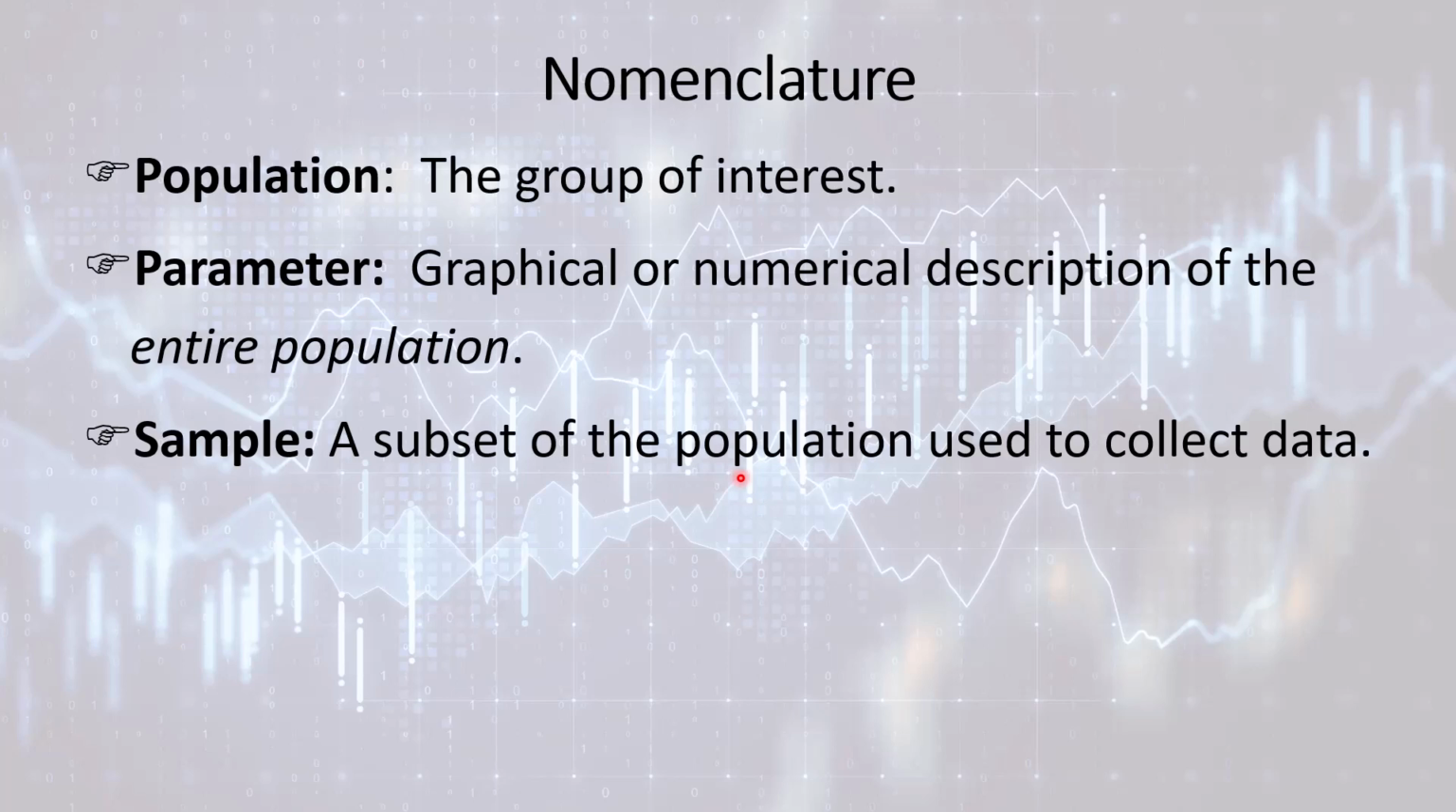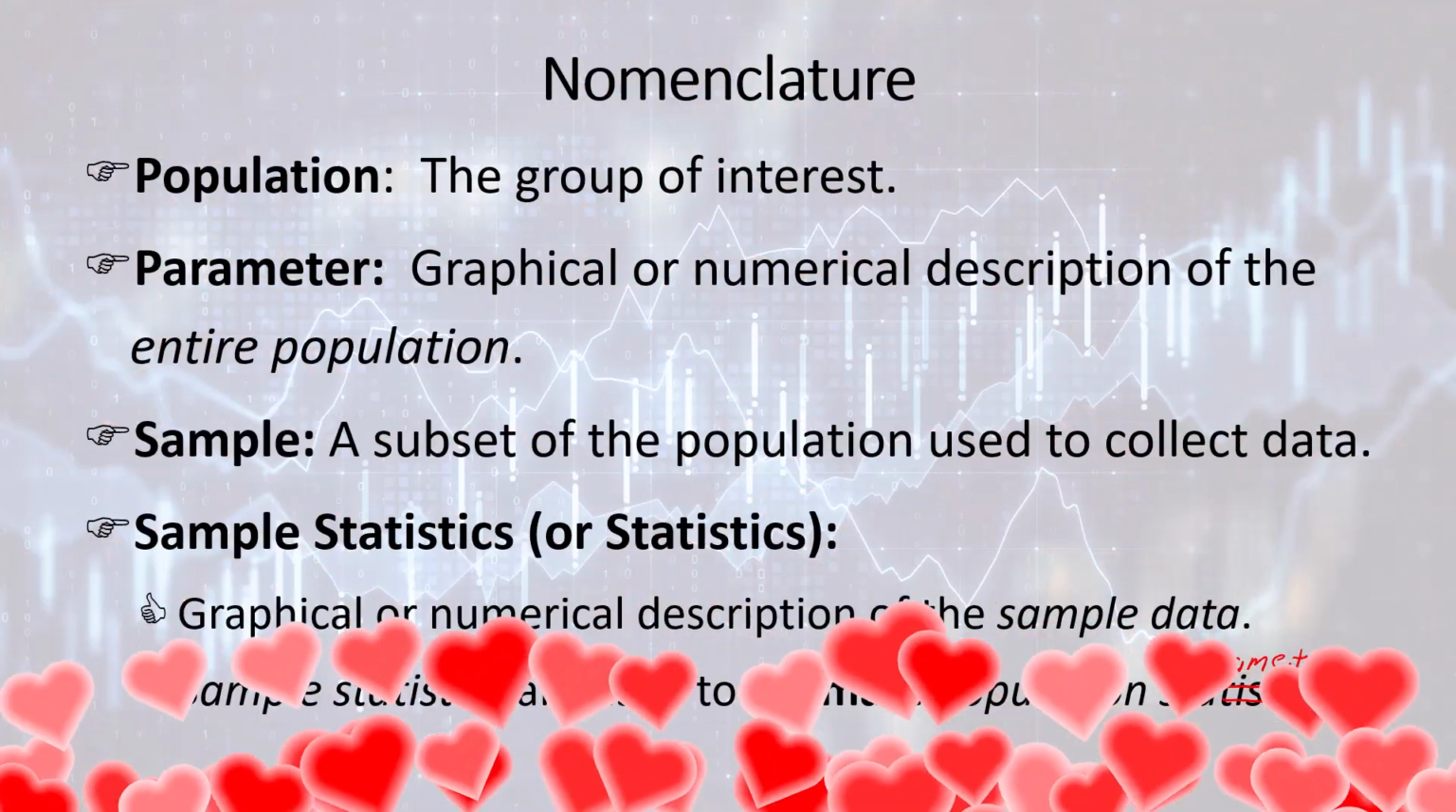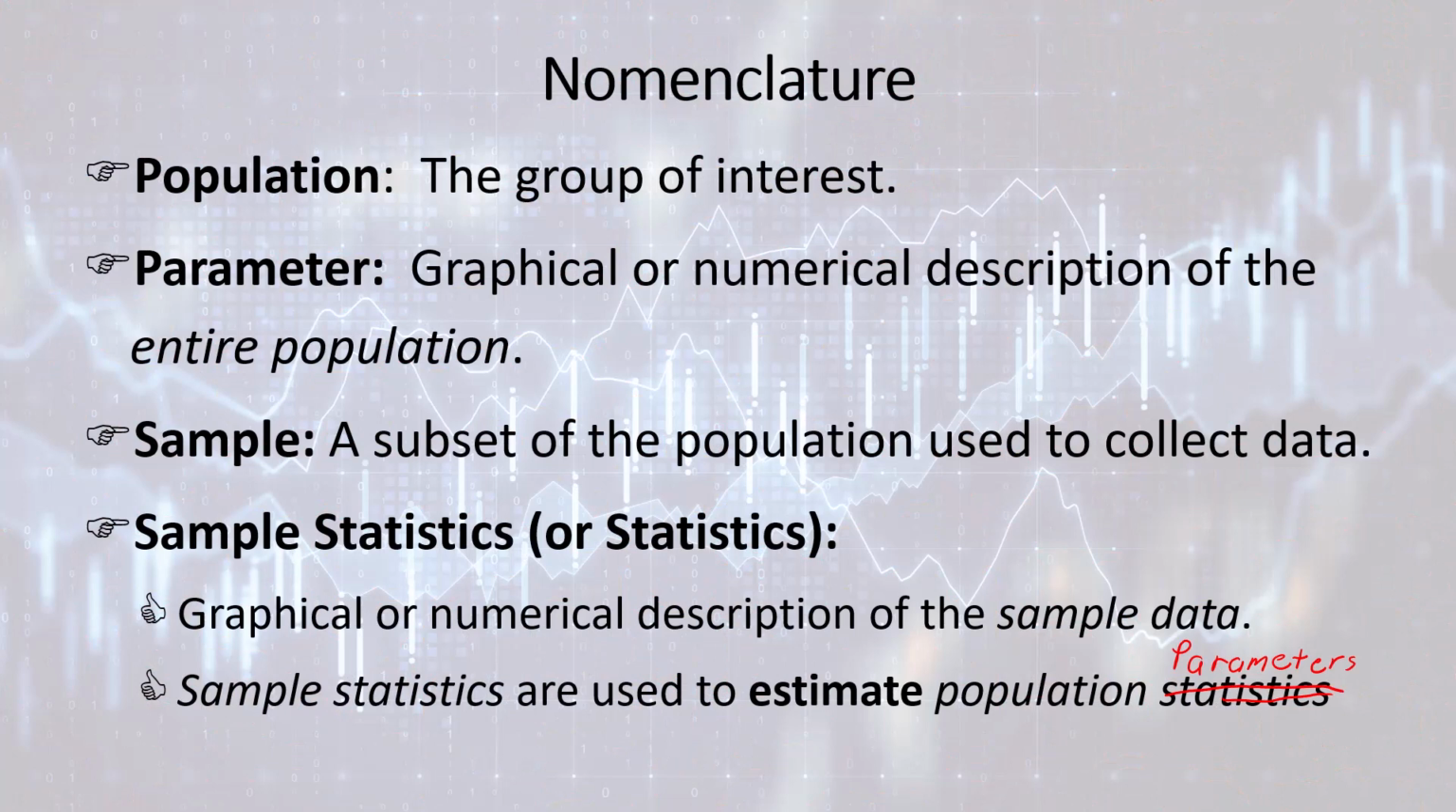And the data that we collect and the data that we process or that we use to describe that sample are called sample statistics or just plain statistics. And they can either be a graphical or numerical description of the sample data. And we will use these statistics to estimate population parameters. Yes, I made a mistake. That should not say statistics. That should say parameters. And there we go. Much better.